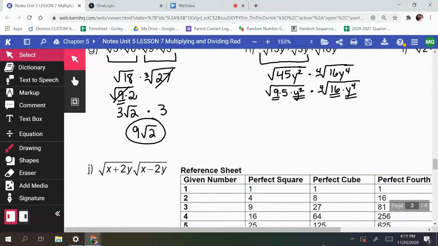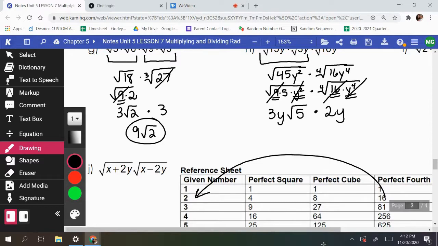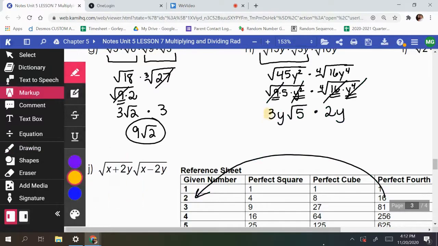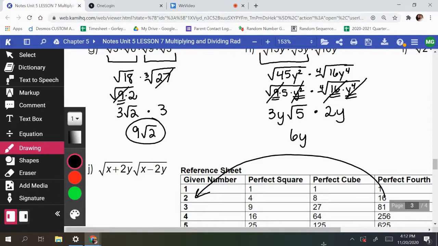Okay, so simplifying, the square root of 9 is 3. The square root of y squared is y. 5's left under the radical. Times the fourth root of 16, we said was 2. And the fourth root of y to the 4th is going to be y. Okay, multiply parts that are outside the radical by other parts outside the radical. So I'm going to multiply the 3y by the 2y since those are both outside of the radical. So we get 6y squared times the square root of 5.